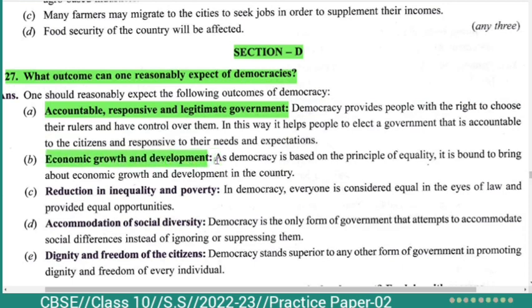As democracy is based on the principle of equality, it is bound to bring about economic growth and development in the country.